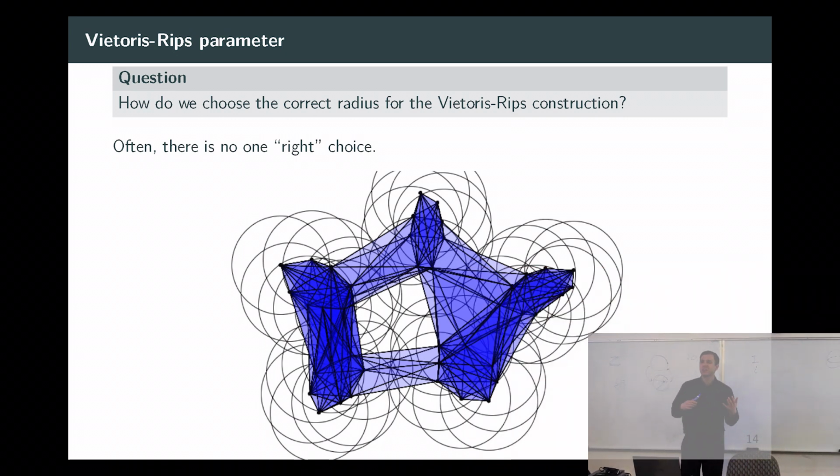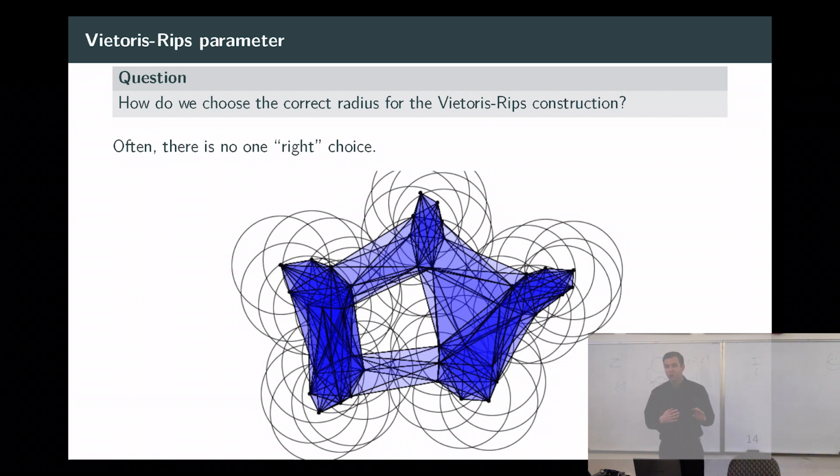So the answer is there isn't one right choice of r to pick. The correct answer is that you want to consider all possible values of r, because each value of r might give you information about the underlying structure of the data.